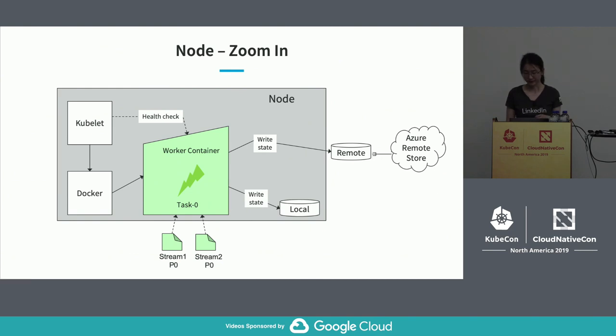Let's look into the node. Kubernetes will start a container and then continuously watch the health of the container. It then restarts the container if the container fails. The container can be configured to write state into a local or remote store. If it's configured to be remote, a remote store will be mounted into the pod. In the example in the picture, the Azure remote store is mounted into the pod.